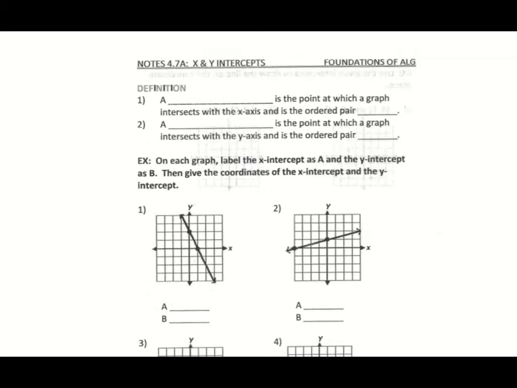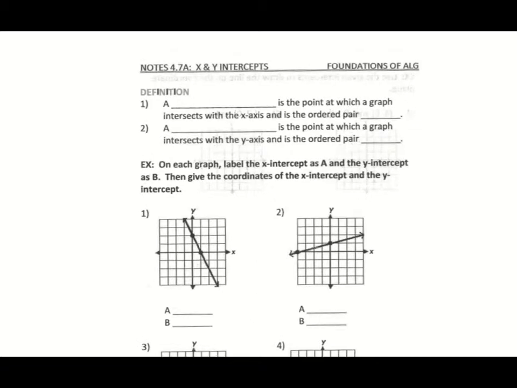In this section, we are going to talk about X and Y intercepts. So first, let's start off with some definitions. An X-intercept is the point at which a graph intersects with the x-axis and is the ordered pair x, 0. So this means that our x is some x value and our y is 0. So that means we're not going up or down at all.